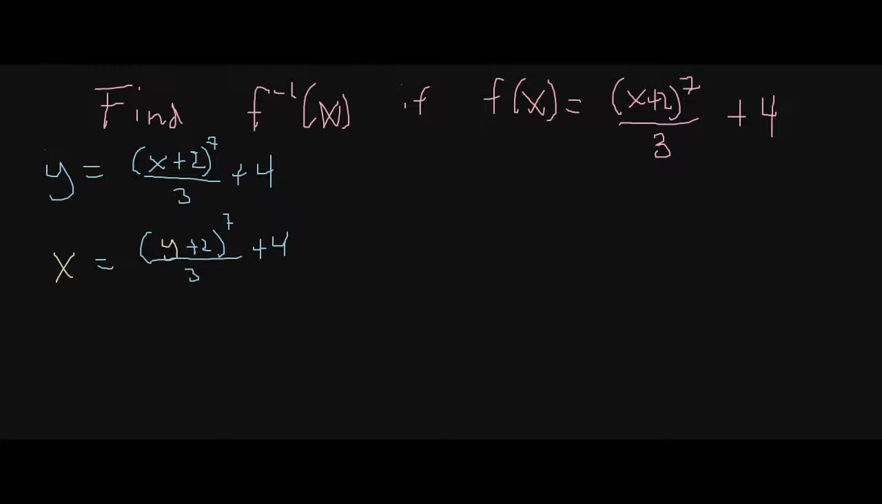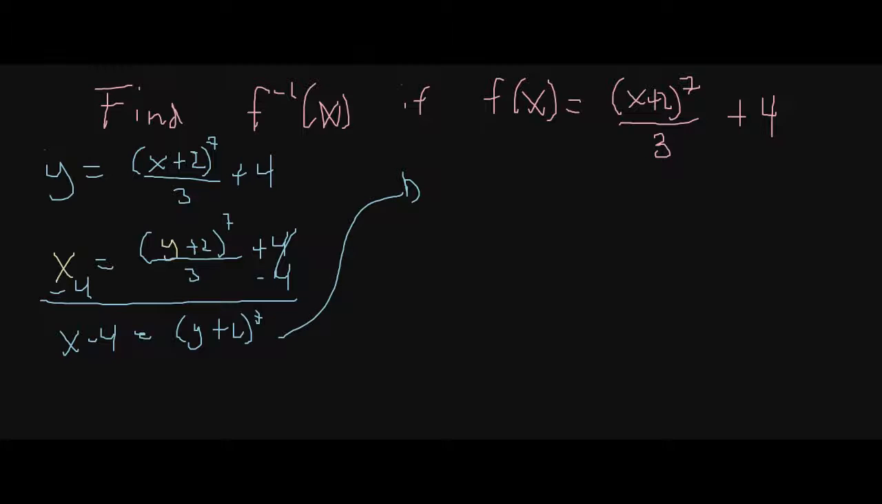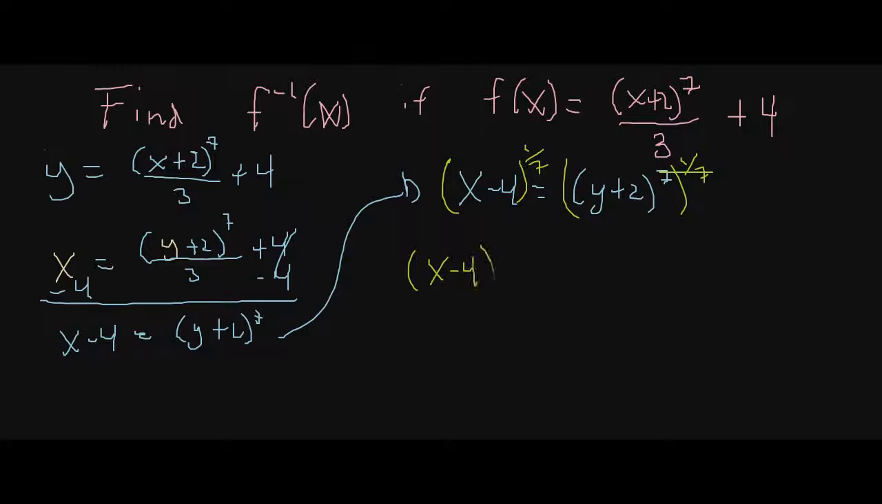Now we want to undo any addition or subtraction like before. We subtract 4 from both sides. Now we get x minus 4 is equal to (y plus 2) raised to the 7th power. I'm going to multiply both sides by the power of 1 over 7, because 7 times 1 over 7 is just 1, so that's gone. We finally get (x minus 4) raised to the 1 over 7 is equal to y plus 2.